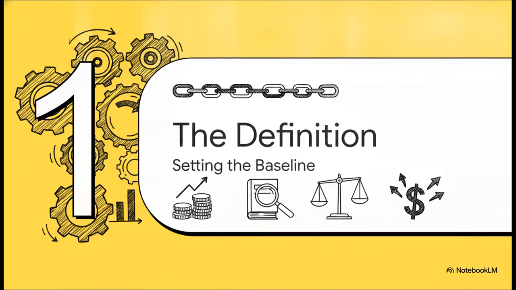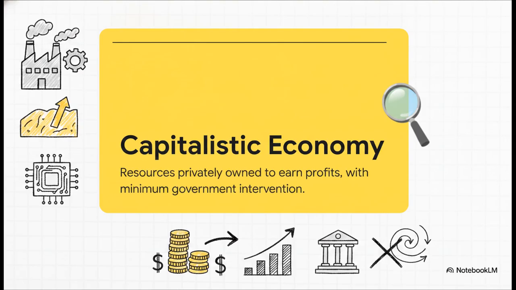Section 1, the definition. We really need to set the baseline here and establish exactly what it is we're looking at. So here is your foundational textbook definition. A capitalist economy is essentially one where productive resources, things like land, factories, technology, are privately owned to earn profits. That is the absolute fundamental driver. But crucially, this system requires minimum government intervention.